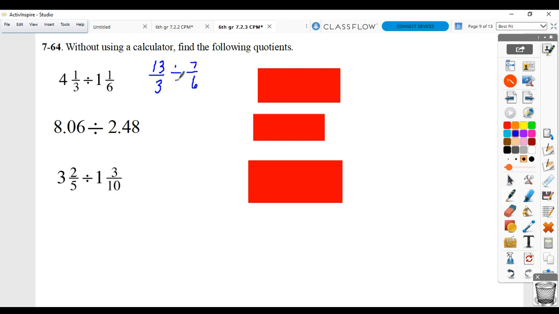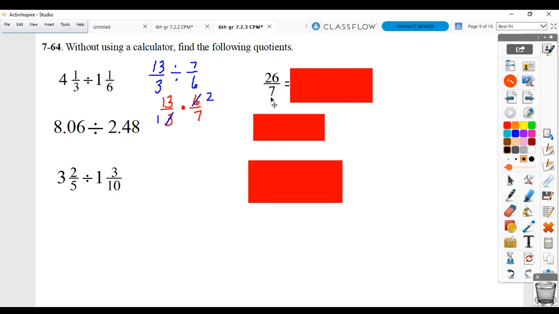Once you do the rewrite of those as improper fractions, now we can set it up with our keep, change, flip. So we would keep our 13 thirds as it is. We would change division to multiplication, and we would flip our second fraction. So instead of being 7/6, it'd be 6/7. You could simplify the 6 and 3 by dividing them both by 3. 3 divided by 3 is 1. 6 divided by 3 is 2. And then multiply across. You get 26/7.